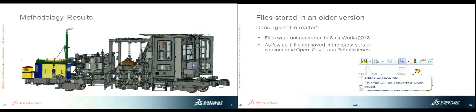So, first thing that we look at, files stored in an older version. As crazy as it sounds, it is something that is a factor here. Does the age of the files matter? What we did is we took a bunch of files, our original data set, that was not converted all the way up to 2013. Some files were, some files weren't. Some files I think even were back in 2010. So it was all over the place. As few as one file we've seen not saved in the latest version can increase open, save, and rebuild times. It's another thing that SolidWorks has to look at and figure out exactly what's going on with those files every time it does those operations.